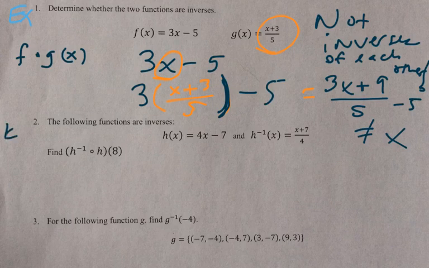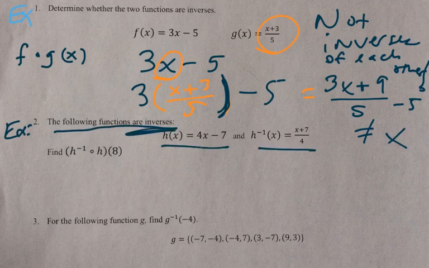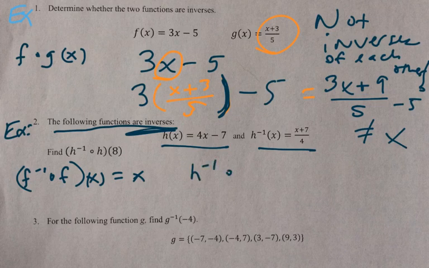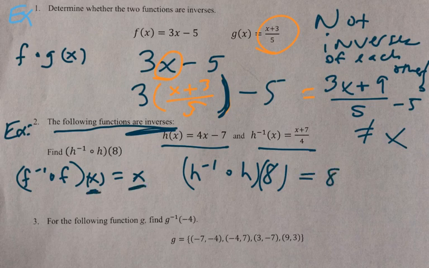This problem, example number 2, says the following functions are inverses. So they're already telling us that these are inverses. Based on the property we saw earlier, if I have f inverse of f composed, that has to equal x. That's from the previous definition we saw. So if I have h inverse of h of 8, well, look here. That's just going to equal 8.